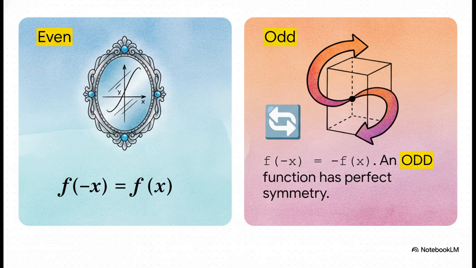This slide pretty much boils it all down. If you plug in negative x and the result is the exact same function you started with, we call that an even function. It's like the function just eats the negative sign. This gives it perfect mirror symmetry across the y-axis. But if you plug in negative x and you get the exact opposite of what you started with, meaning every single sign has flipped, it's like the function spits out the negative sign. That's an odd function, and it has this cool rotational symmetry around the origin.